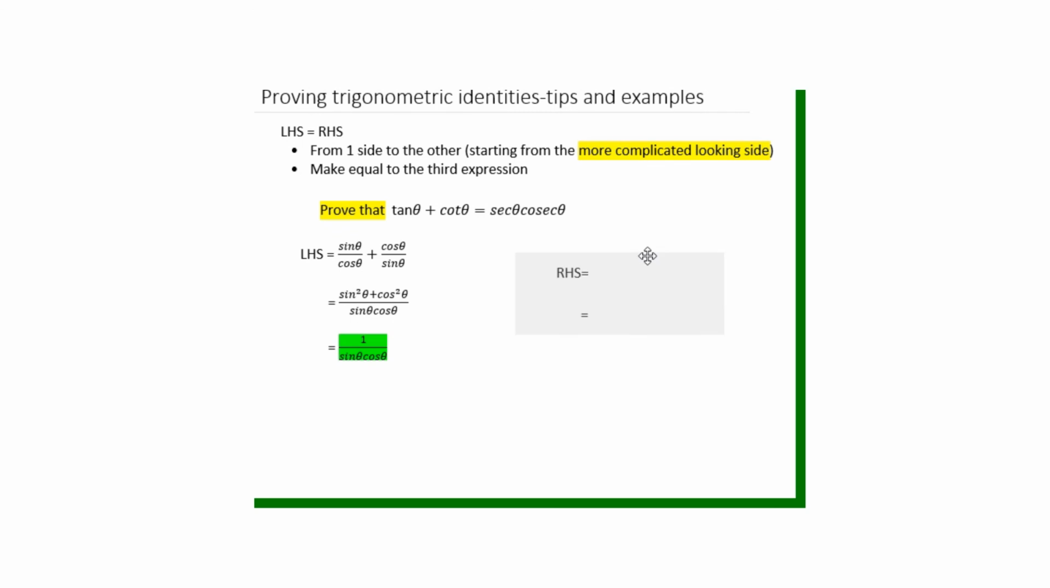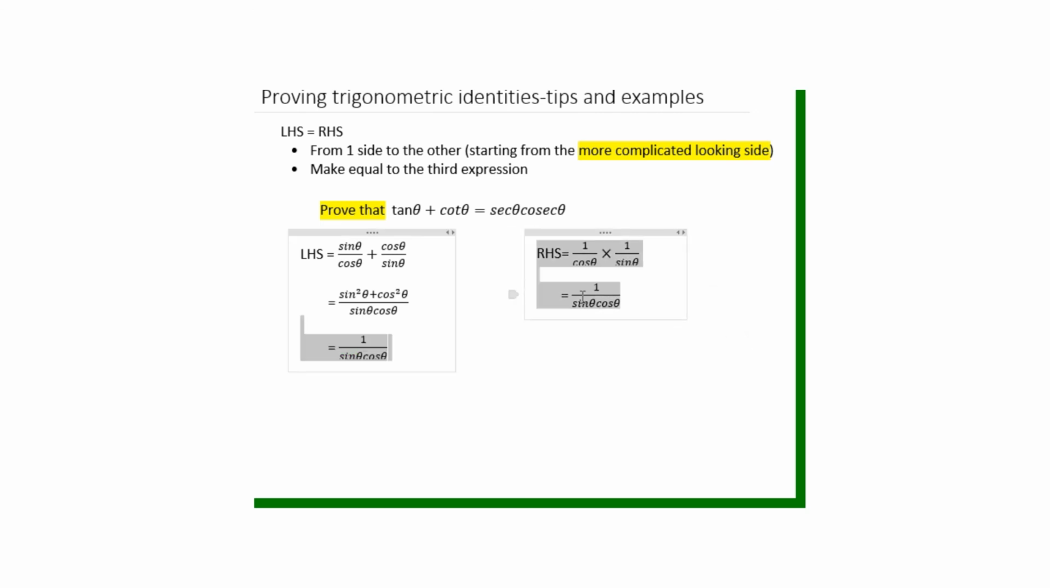Okay, so let's do that. Let's start with the right hand side. The right hand side is sec theta multiplied by cosec theta. So I'm going to change sec to 1 over cos, and cosec is 1 over sine. Okay, so we have this now. Now multiply the fractions, so you just multiply the top together and multiply the bottom together. So we have this expression.